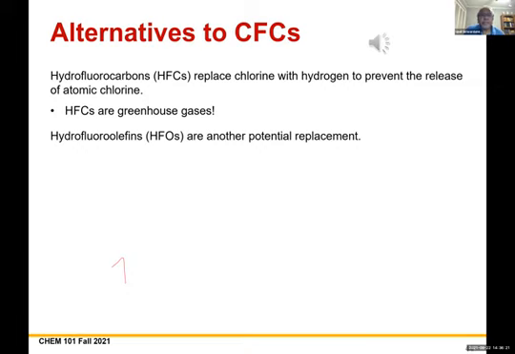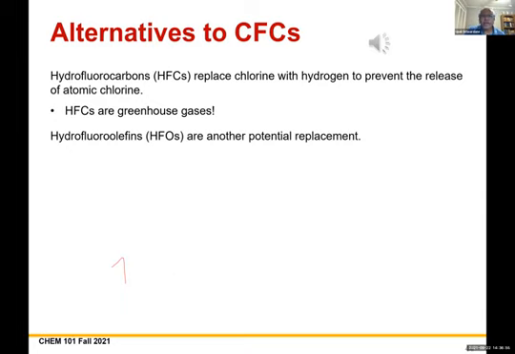CFCs are replaced by HFCs. Now chlorine is gone. You still have fluorine. HFC is hydrofluorocarbon. Chlorine is replaced by hydrogen. Now there's a problem. HFC is a greenhouse gas, but that's not the main problem. Hydrofluoroolefins are another potential replacement.